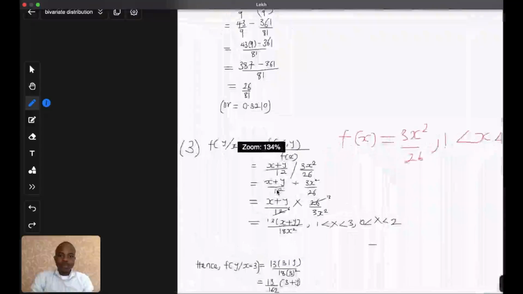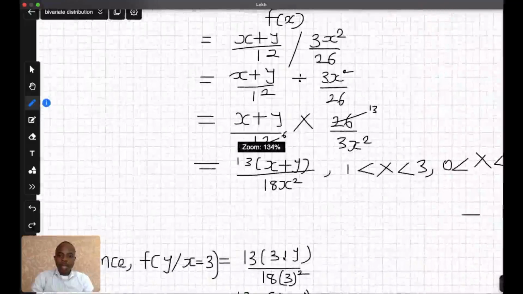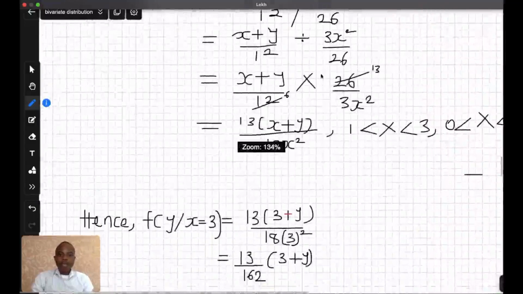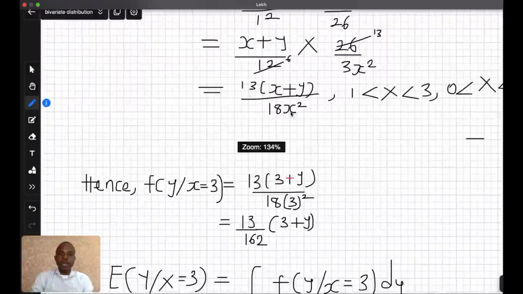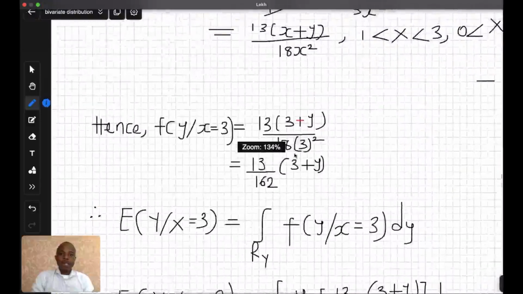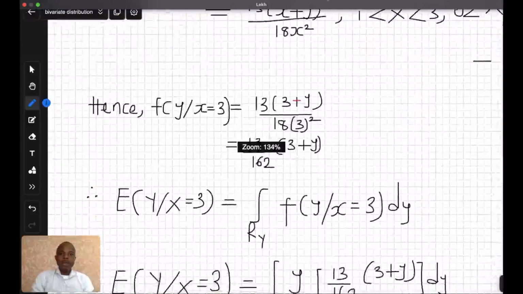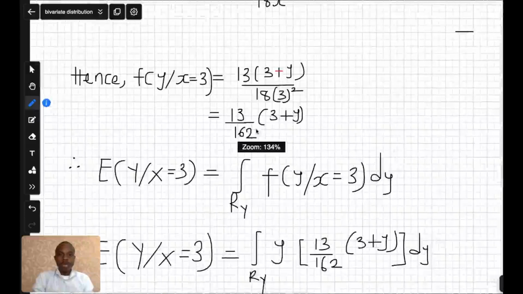Now, x equal to 3 implies that we are going to put 3 anywhere we find x. So if we find x here, we find x here, we'll put 3, that will be 3 squared. We find x here, so we'll put 3 there. That's why you have 3 plus y. All right, so going on, you're going to have 18 times 9, and that should give you 162.